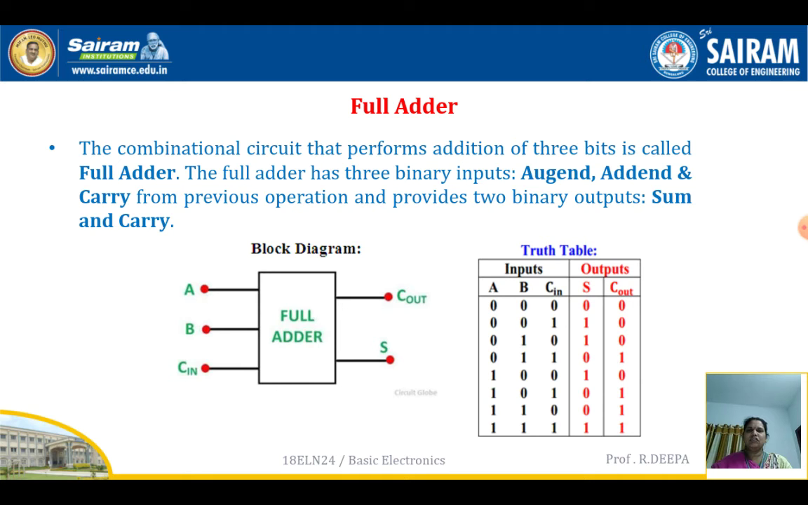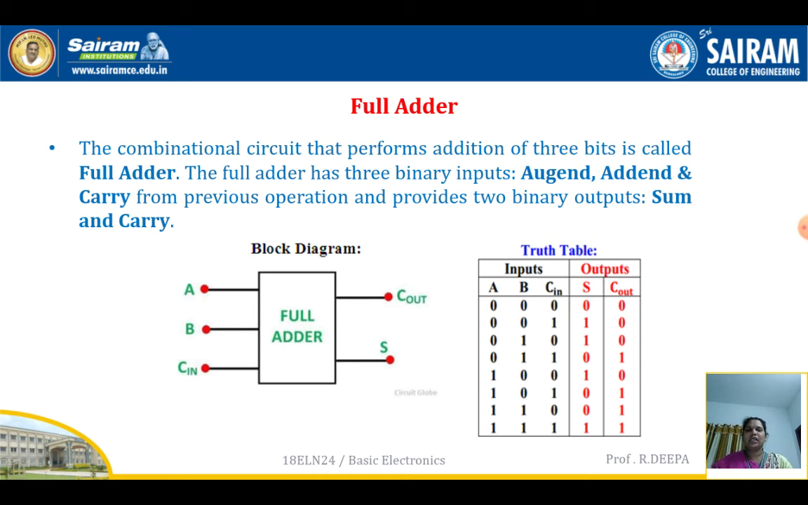The next one is the full adder. The basic difference between the half adder and the full adder is that a half adder can be performed only for two variables, that is, addition of two inputs can be done using the half adder, whereas if there are three inputs, we can add them with the help of the full adder. It is defined as the combinational circuit that performs addition of 3 bits is called full adder.